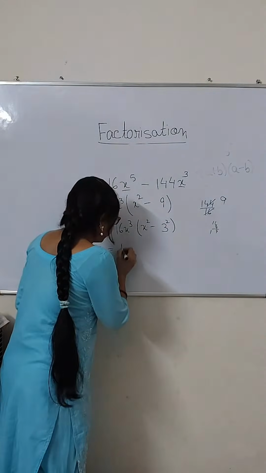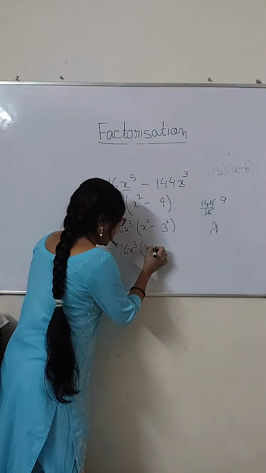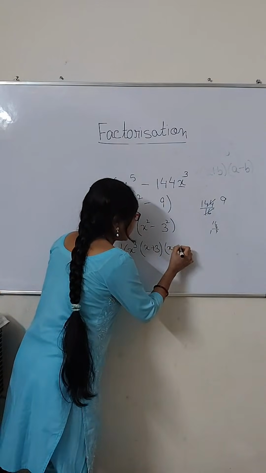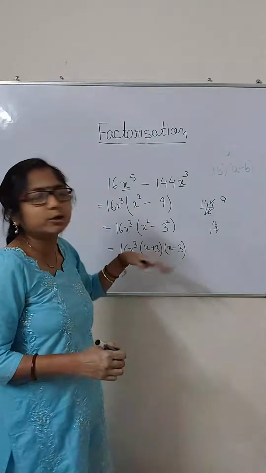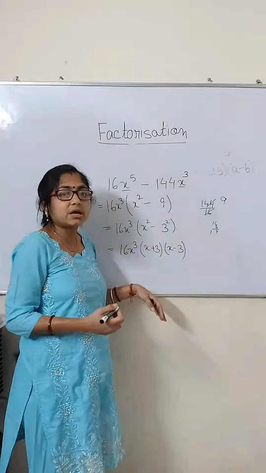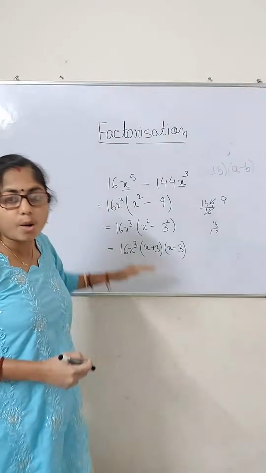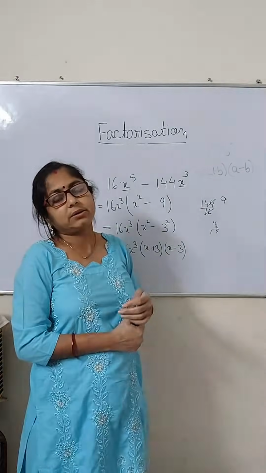So, how can I write? 16x to the power 3, then x plus 3 and x minus 3. There is a multiplication sign, but I don't use any multiplication sign. I just write x plus 3 into x minus 3. And before that, there is a common part. If there is any doubt, please write in the chat box.